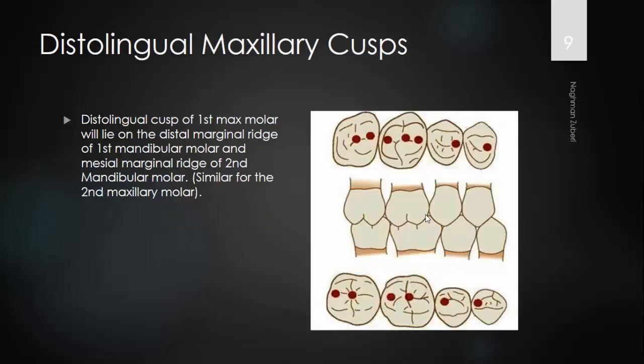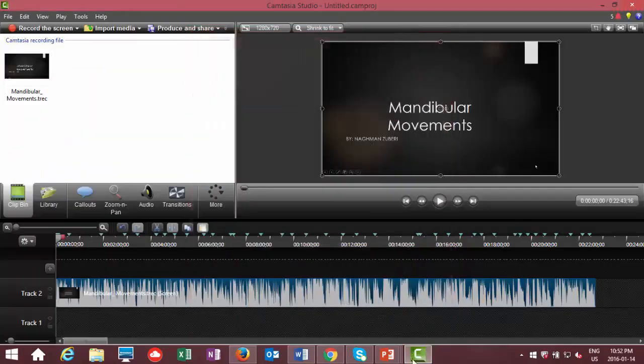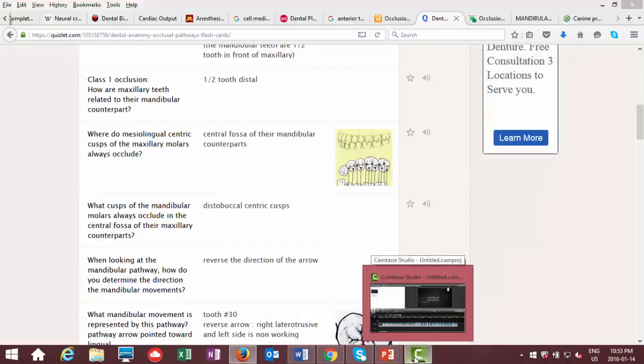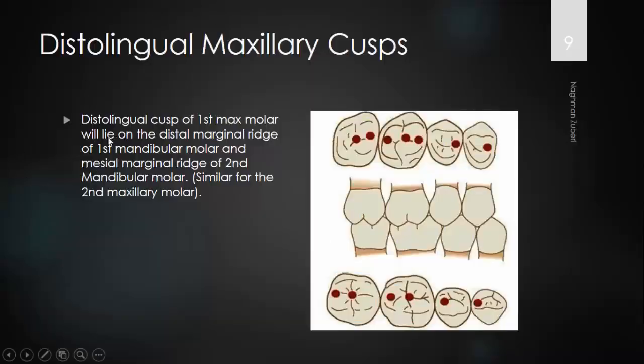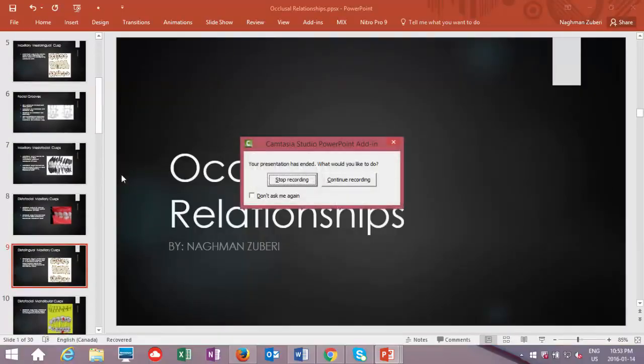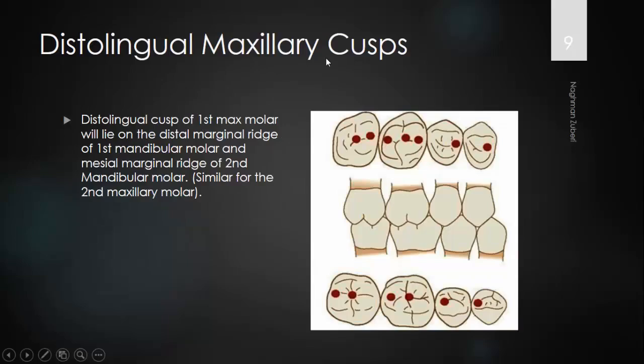Distolingual maxillary cusps. Distolingual cusps of the first maxillary molar will lie on the distal marginal ridge of the first mandibular molar and the mesial marginal ridge of the second mandibular molar, and it is similar for the second maxillary molar.